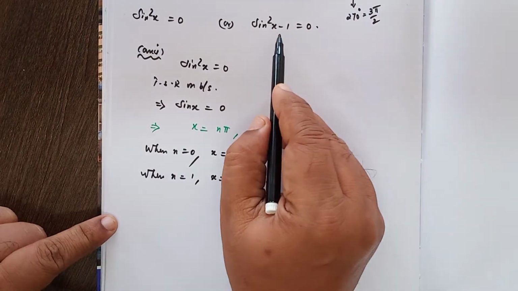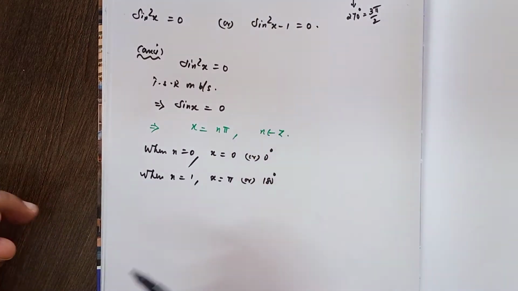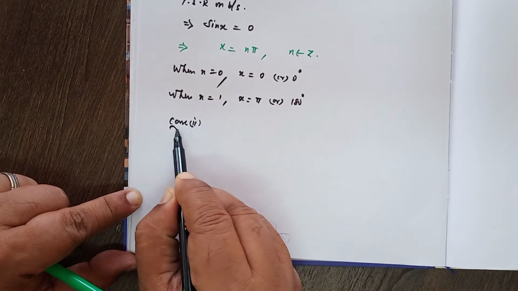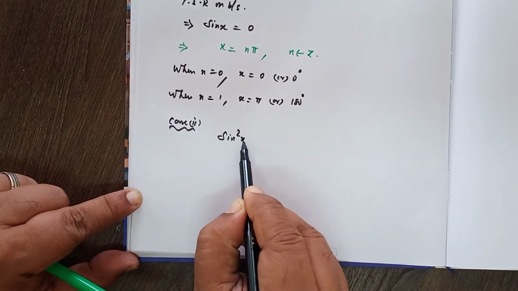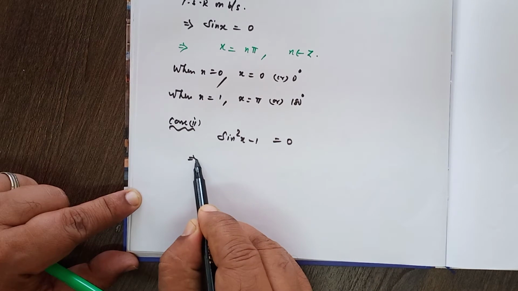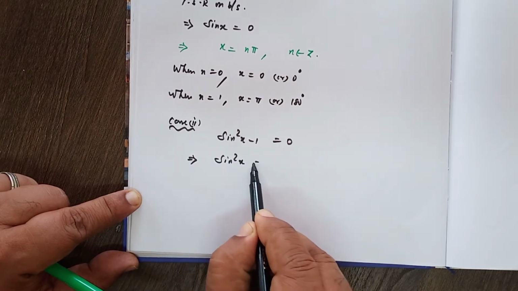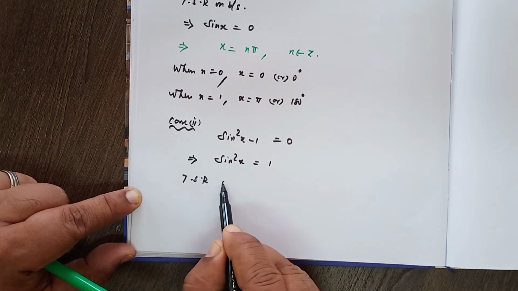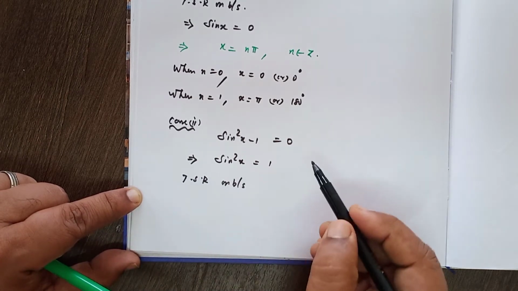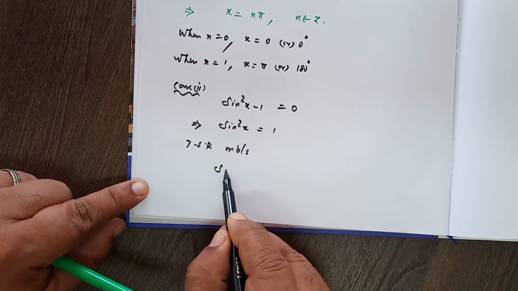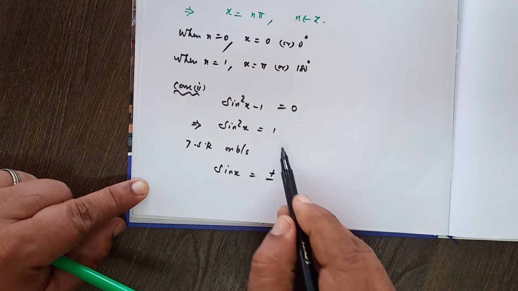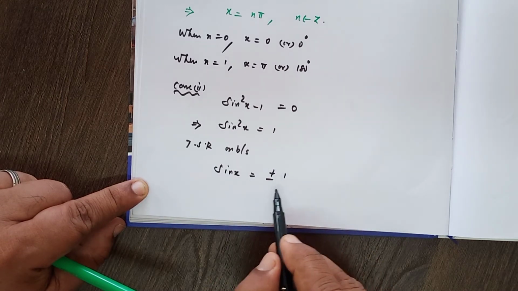Now sin squared x minus 1 equal to 0. Case number 2. Sin squared x minus 1 equal to 0, which implies sin squared x is equal to plus 1. Minus 1 comes to the right hand side as plus 1, taking square root on both sides. Now if you take square root, sin squared x square root is sin x. Since we have square, we have to introduce plus or minus. Square root of 1 is equal to 1. So sin x is equal to 1 or sin x is equal to minus 1.